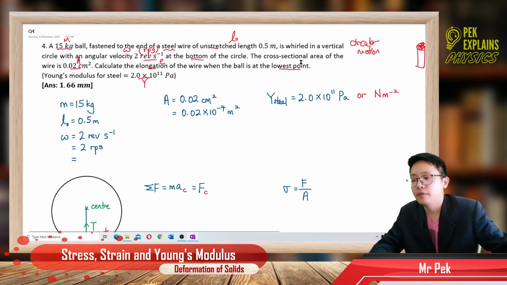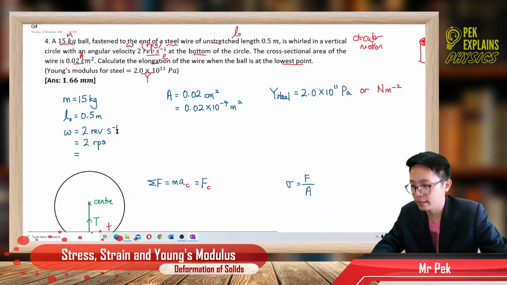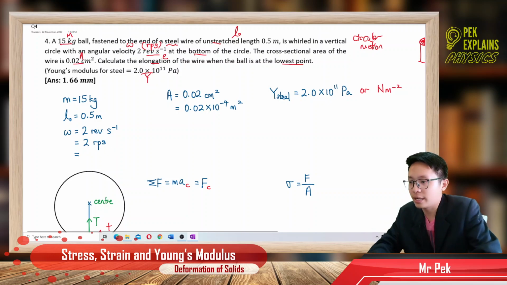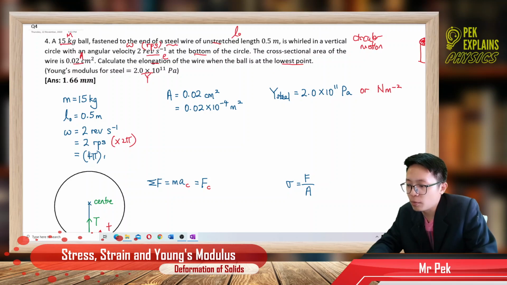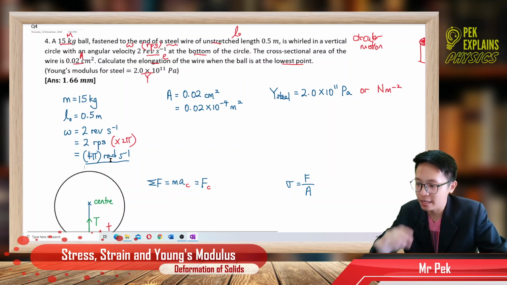Okay, let's do one by one. First of all, we have the mass. We have the original length, 0.5. We have the omega in revolutions per second, RPS. To change to radian per second, what do we do? We just multiply by 2 pi. Remember that? You will get 4 pi radian per second. That's the omega at the lowest point of the circle.